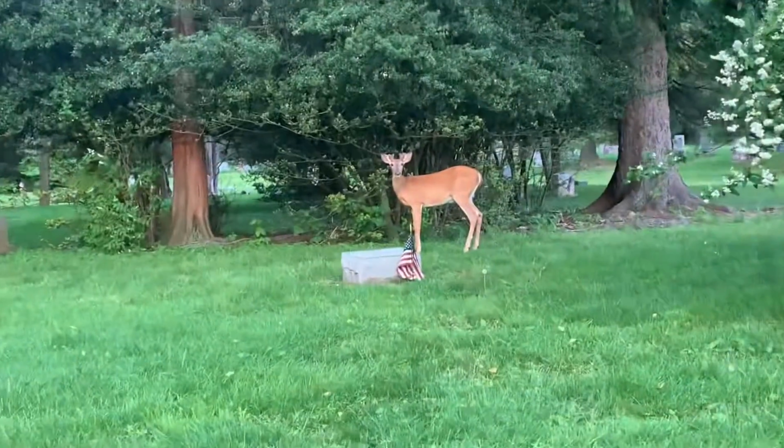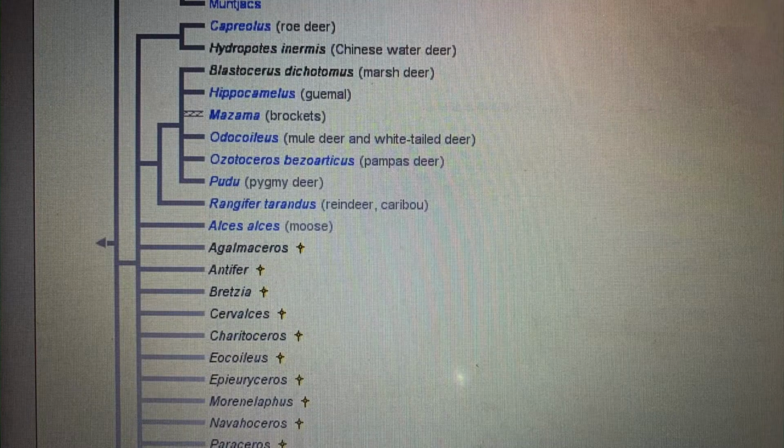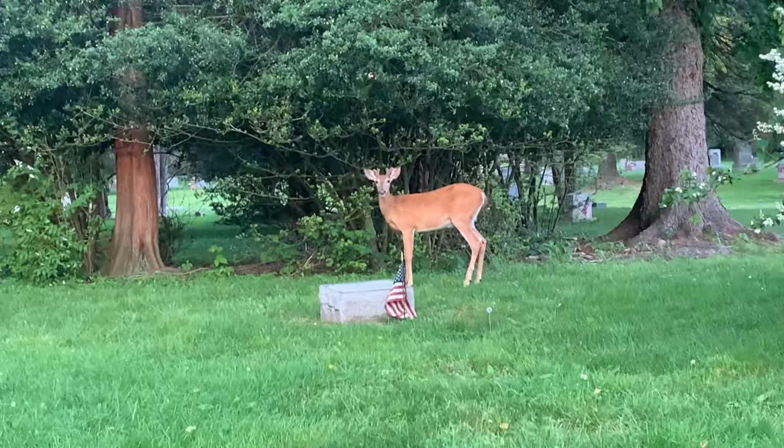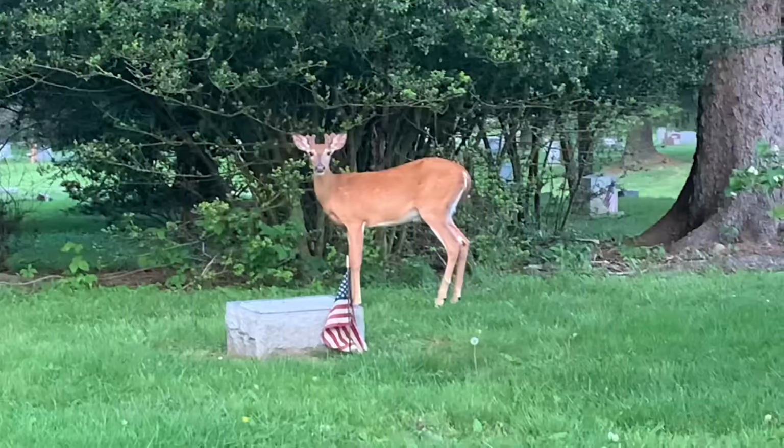Okay, so up next we have a white-tailed deer. It's a eukaryotic species. It's a part of the Animalia kingdom. Its phylum is Chordata, its class is Mammalia, its order is Artiodactyla, its family is Cervidae, its genus is Odocoileus, and finally its species is Odocoileus virginianus.